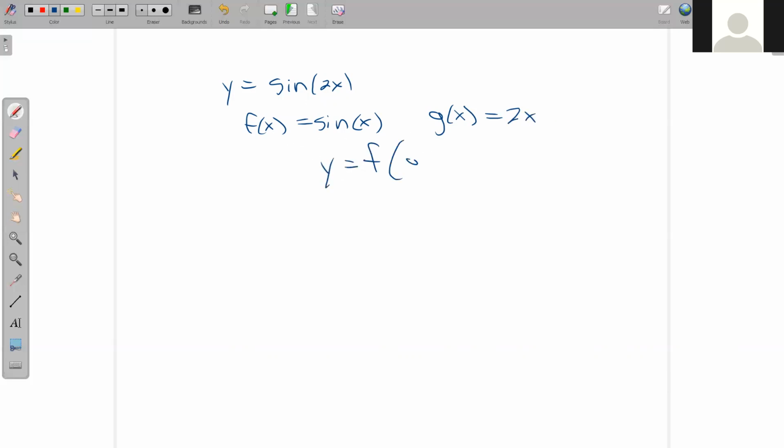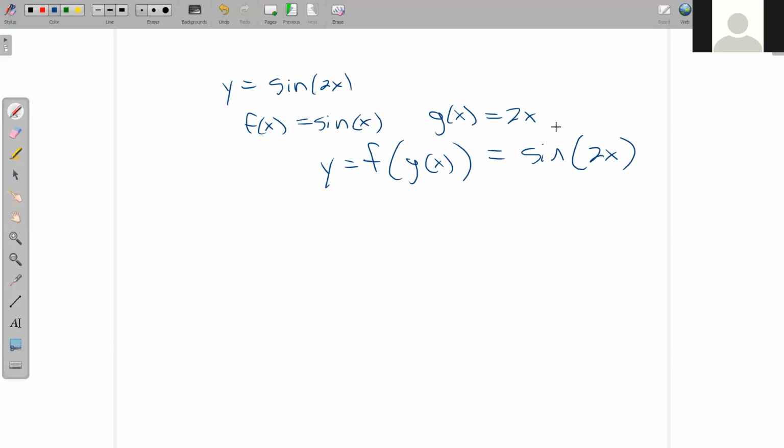That function I was looking at earlier was y equals the sine of 2x. And really, this is the composition of two functions. So I could say this is f of x equals the sine of x composed with g of x equals 2x. And so that composition, y equals f of g of x, is the sine of 2x, right? A function within a function. So I'm just going to kind of break it down that way.